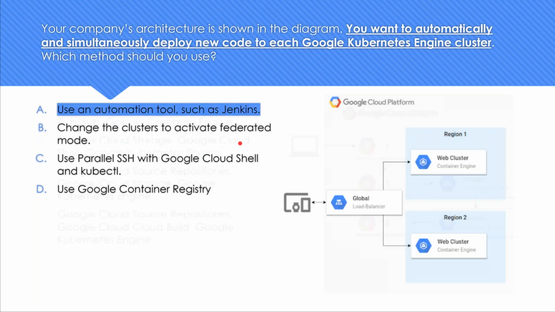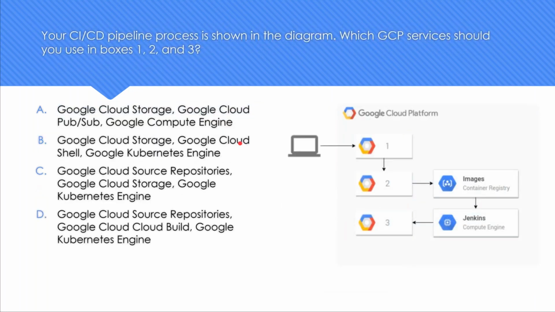Moving on to the next question. Your CI/CD process is shown in the diagram below. Which GCP service should you use in boxes 1, 2, and 3, the three boxes? What should be the solutions, folks? In the right order, you have to mention 1, what product, 2, what product, 3, what product. That's how you have to mention it.